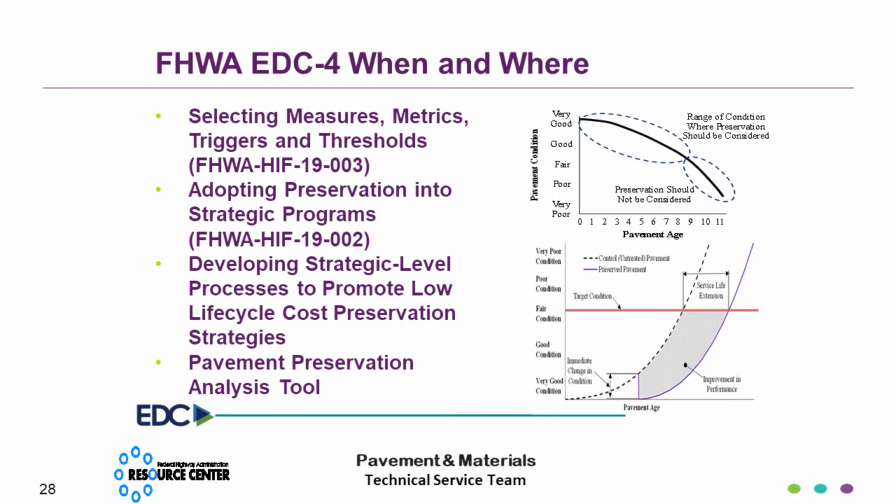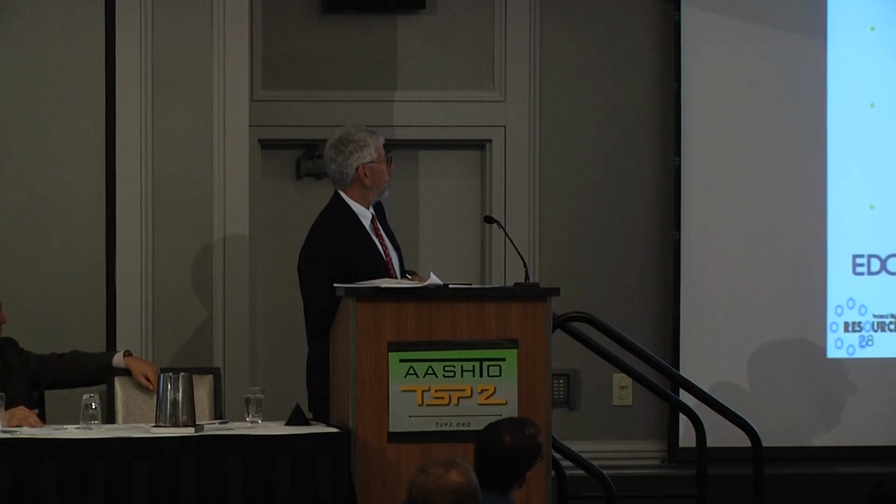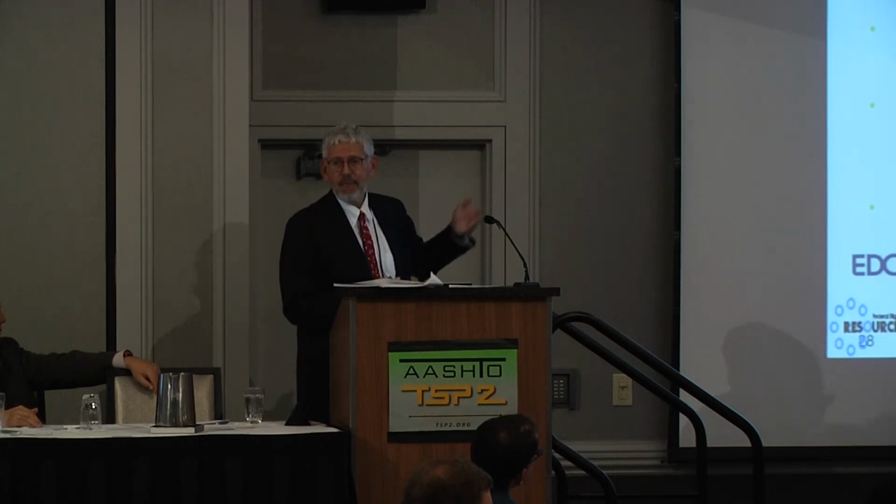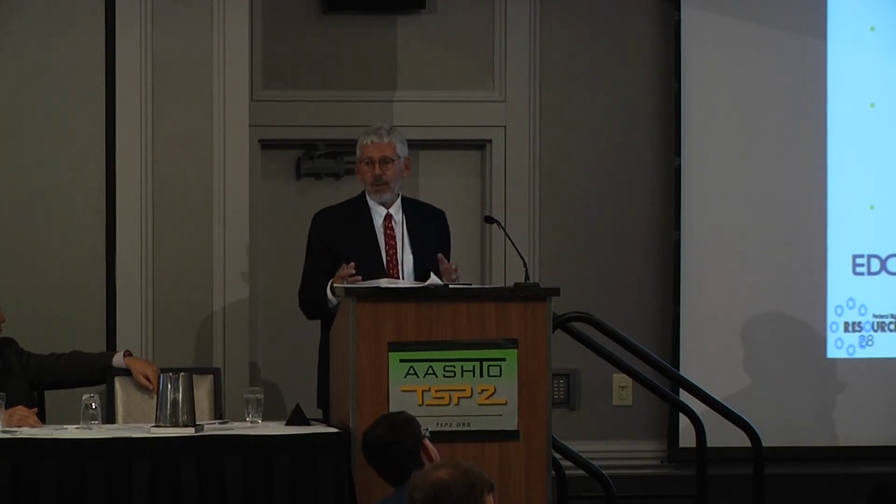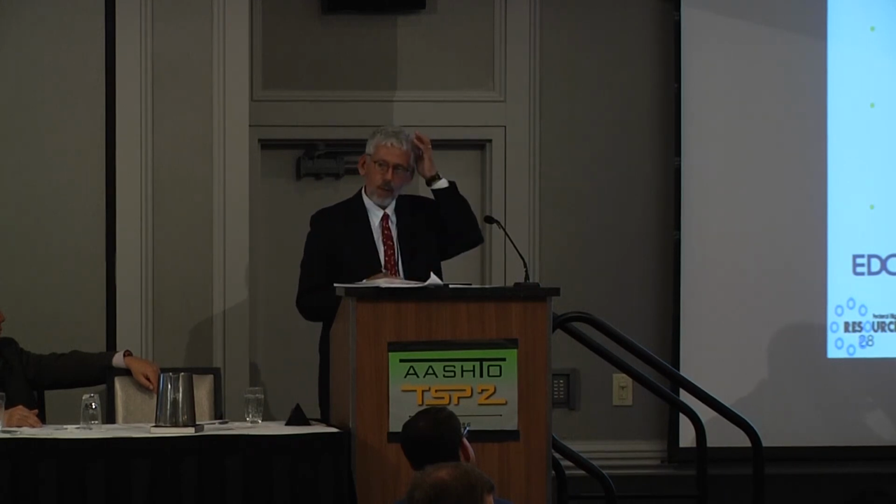The last thing, and there's 2 slides on here, one of the projects where the findings are being used is in federal highway pavement preservation, where there are 3 reports being developed. 2 of them are just about to be released, the first 2. The first one is basically how to select measures, metrics, triggers, and thresholds. The other one is how to adopt, or how to incorporate preservation into strategic level decisions. Both of these are just about published.